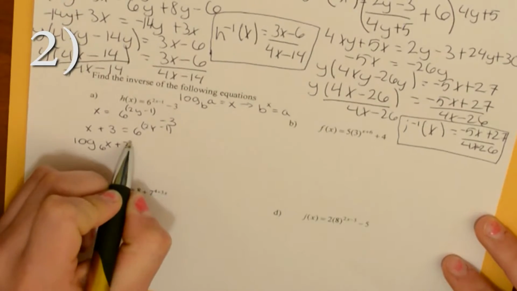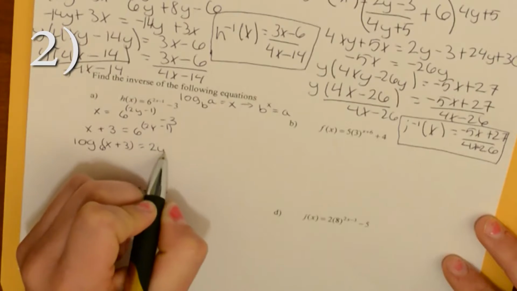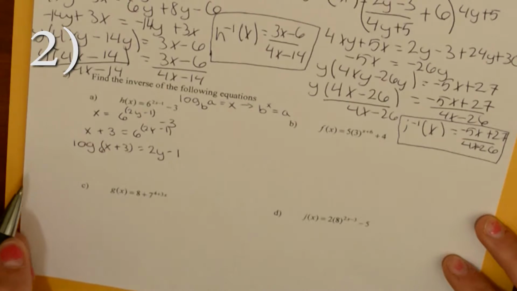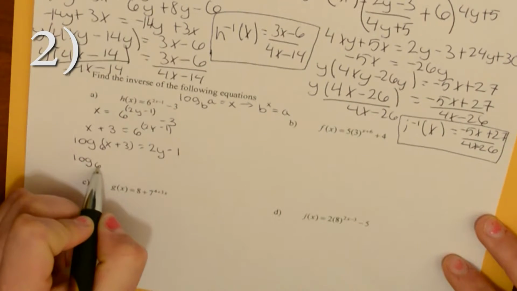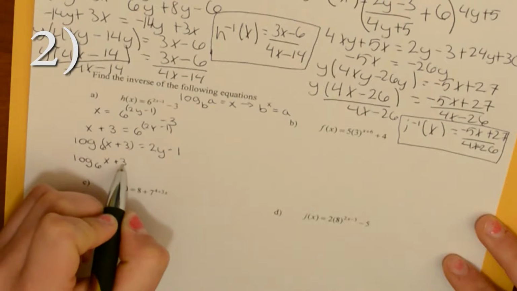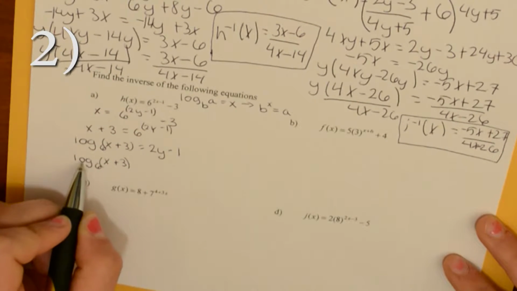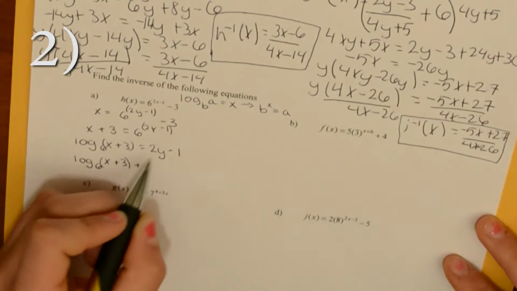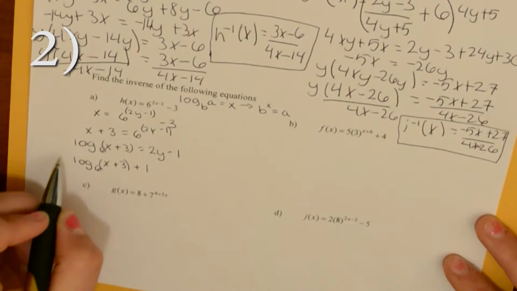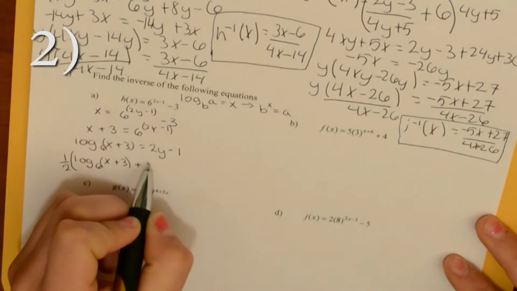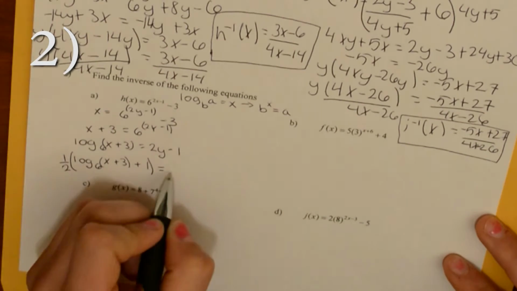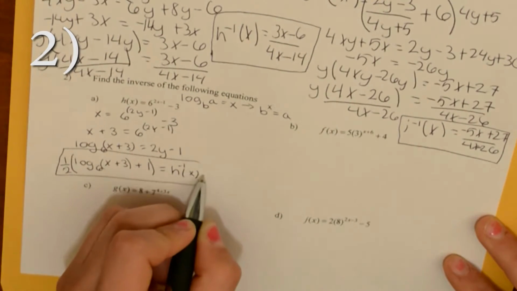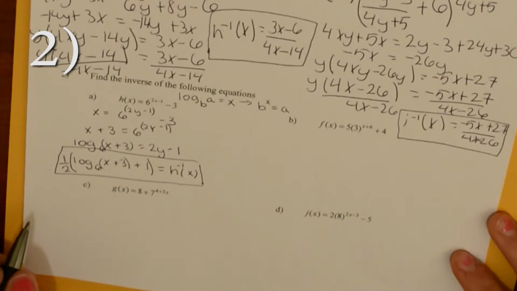x plus 3 equals 2y minus 1. Now all we have to do is isolate this y. So you're going to add 1 to both sides and divide by 2 on both sides. So it becomes log base 6, x plus 3 in parentheses so that you know that the log is affecting everything in the parentheses. You're going to add 1, and since we can't have a 2 in the denominator, we're just going to multiply the whole thing by 1/2. And remember to put it in the correct notation, which is h to the negative 1 x. And that's your answer. I'm going to do the rest of these, and you guys can fast forward to see the answers.